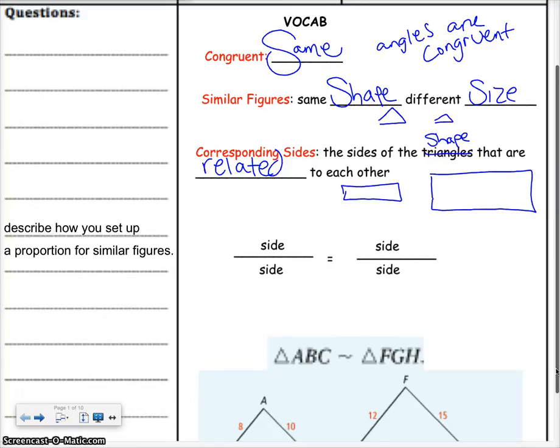Okay, corresponding sides. That means you want to know this side is related to the left side over on the other one. The top is related to the top of the other one. The right side corresponds to the right side on the other one. Notice how I'm denoting the same angle measures. I'm denoting them with bars. 1, 2, 3, 4 is related to that fourth side.